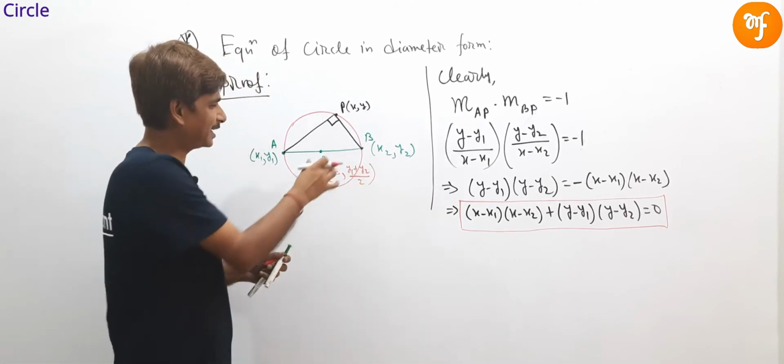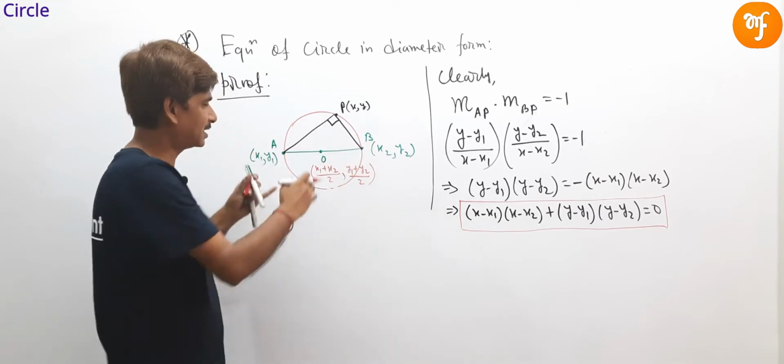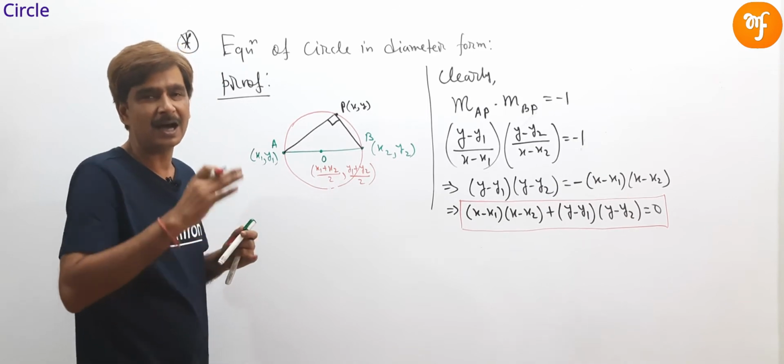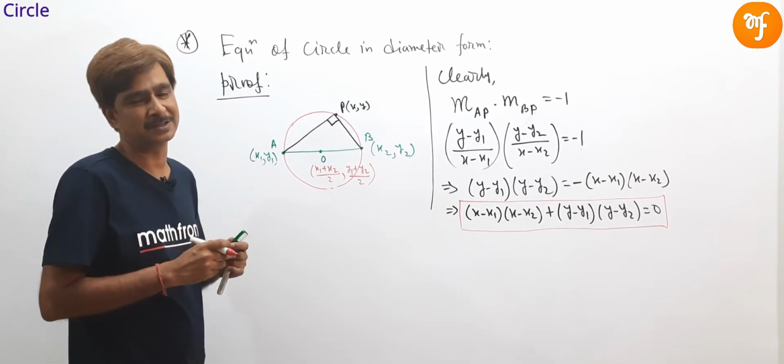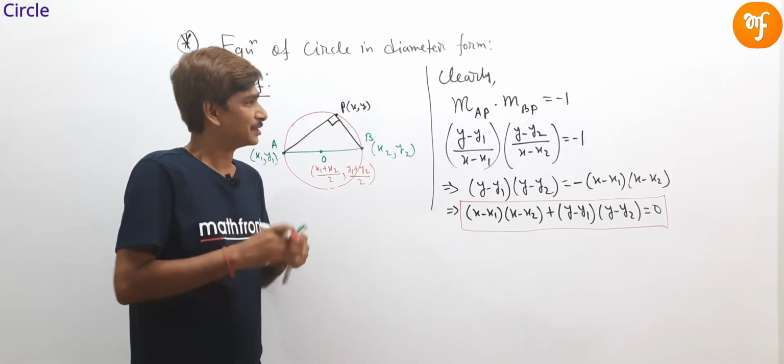Okay, and what is the radius? Radius is just half of the diameter. And what is the diameter? If we apply the distance formula between A and B, we will get half of the square root of x1 minus x2 whole square plus y1 minus y2 whole square. Okay, so clear it is.